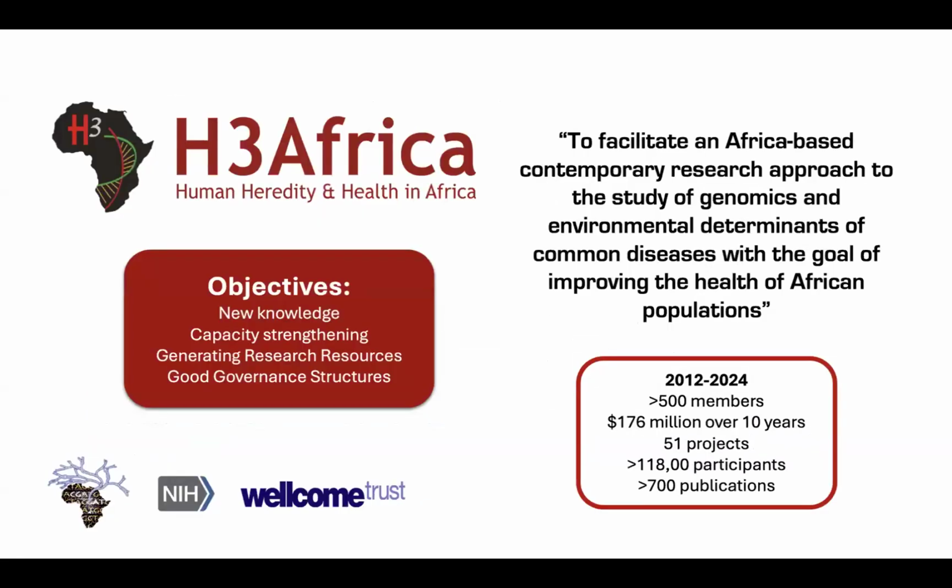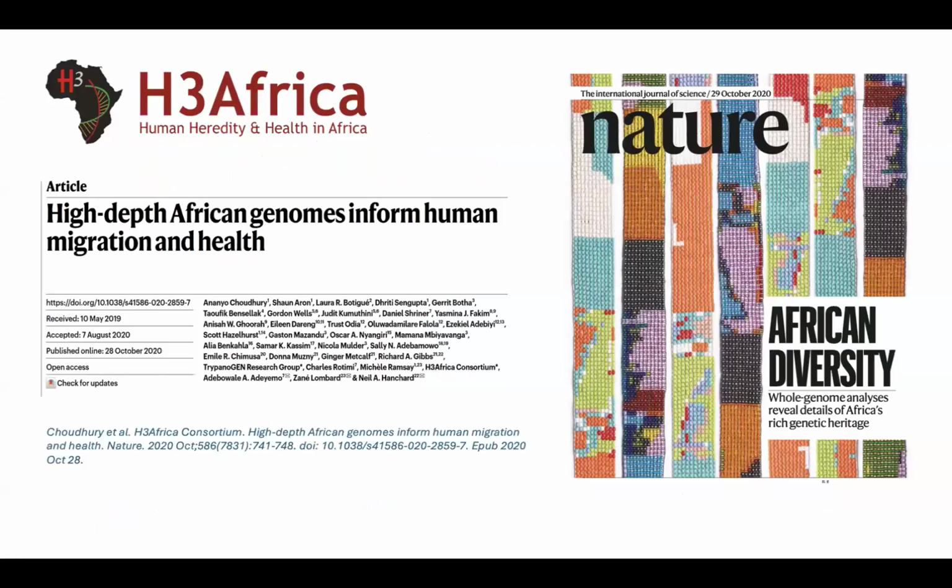So I'd like to tell you a little bit about this consortium called the Human Heredity and Health in Africa Consortium, which has now sort of come to an end, although we are talking about sustainability. But it started in 2012, and this was a very ambitious project funded by the National Institutes of Health and the Wellcome Trust, with the aim of facilitating genomic research across Africa and thinking about how this genomic research can actually improve the health of populations in Africa.